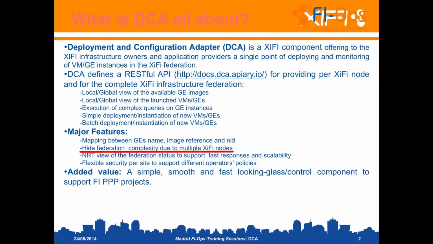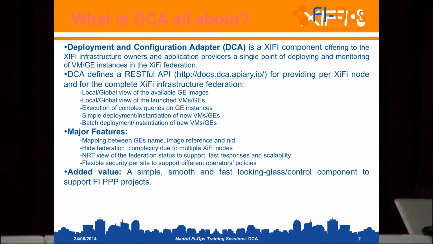Moreover, another important feature of the DCA is that it uses an NRT approach, a near real-time approach. This is able to speed up the process of retrieving this information and also increase the scalability of the system. Another important feature of the DCA is that it also provides flexible security, because it can support different policies that operators can apply to their region.